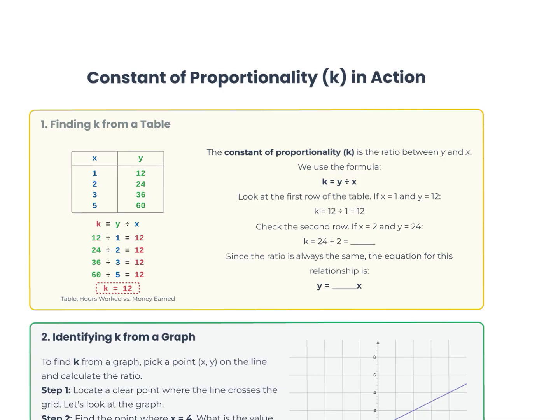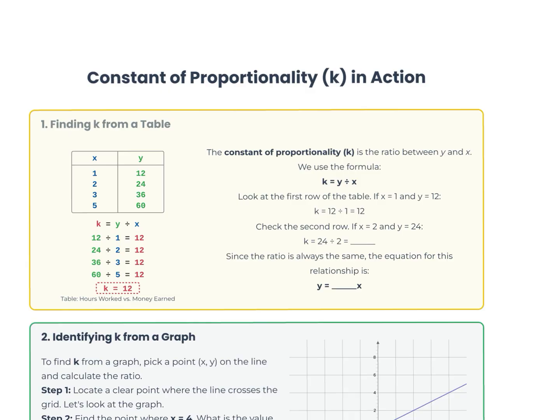So once again, just like when we were finding out if a relationship was proportional, it's kind of the same idea. We're going to look at seeing if we have that constant rate between all of our data points, right? So 1 to 12, 2 to 24, 3 to 36, and so forth. And then we can use that formula, k is equal to y divided by x, to figure out our constant of proportionality, which is really just looking at, right, that same value as when we were finding the rates.